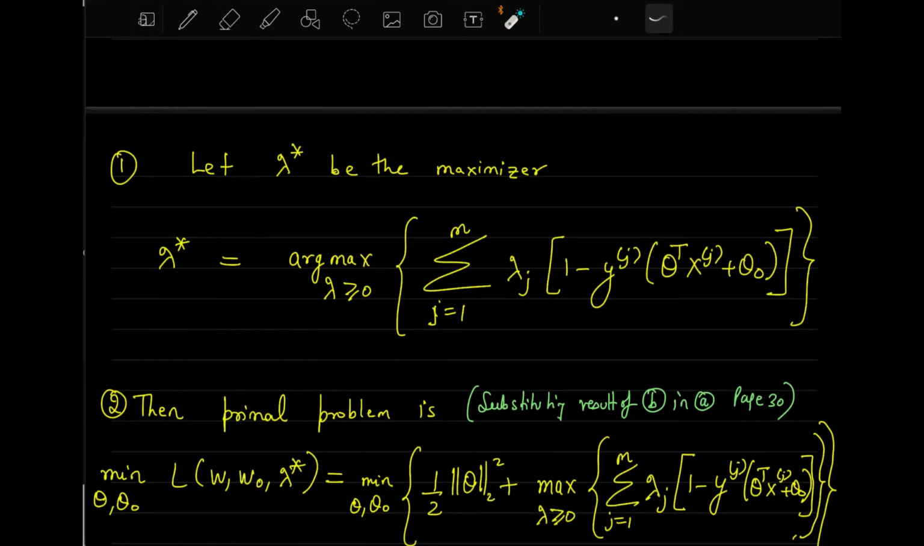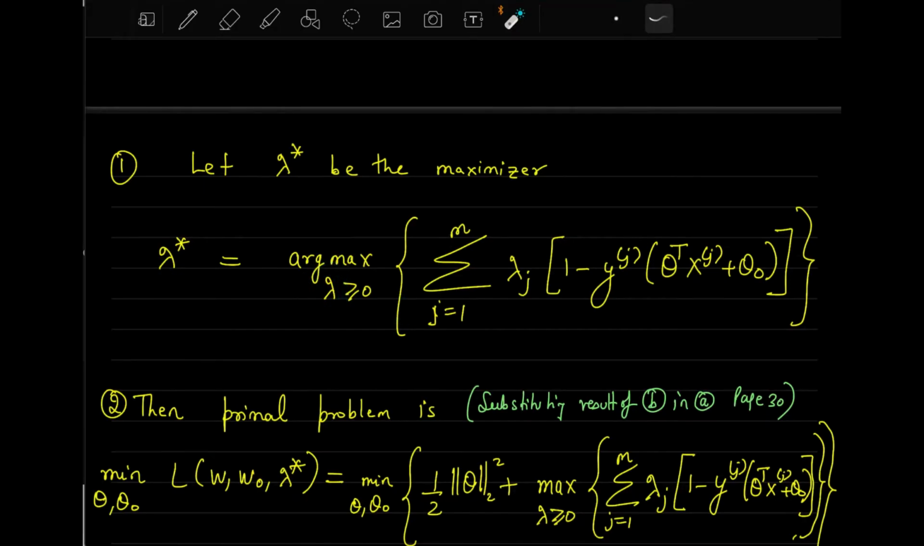So what it says is, what value of lambda maximizes this argument? That is why we call it argmax. What value of lambda will maximize this argument is written in short form as argmax. The value of lambda which does that is called lambda star.